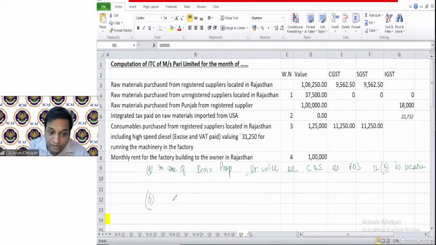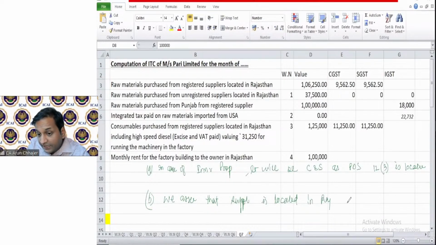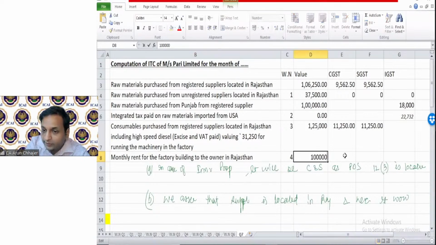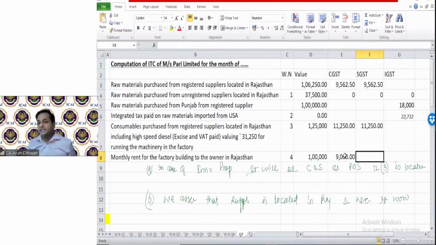This is my second assumption, that we assume that the supplier is located in Rajasthan, and hence it would be CGST and SGST. Because in this particular case study, let's say I would like to apply CGST and SGST. Which assumption is more correct? Or do we need to give both assumptions, or only A or only B, or not required at all? After that, I will ask one more question.